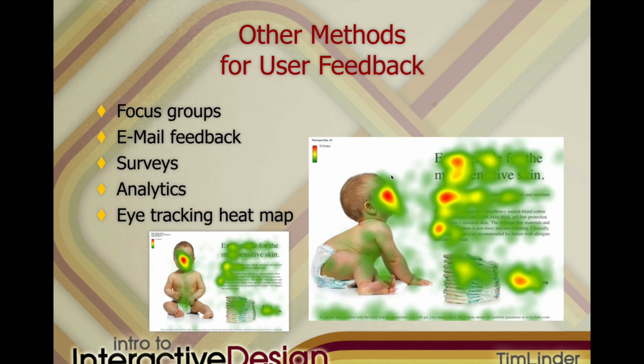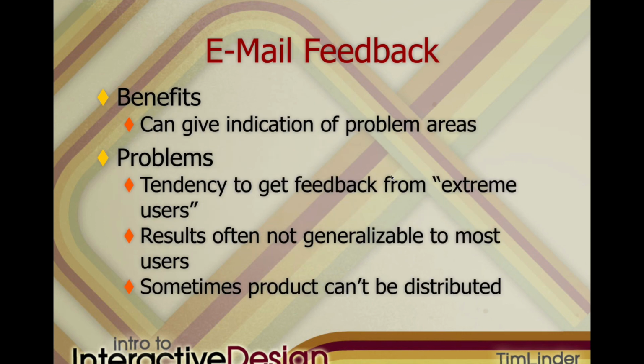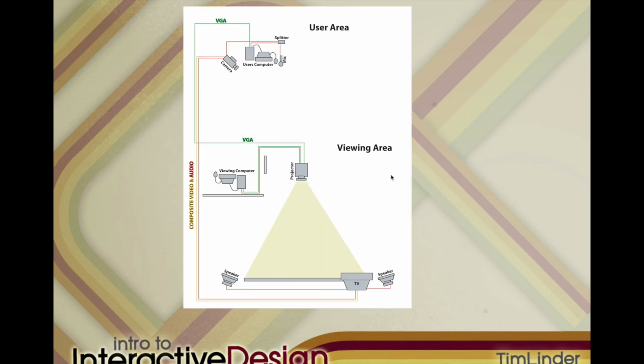There's other methods for feedback. There's heat tracking or eye tracking to see what gets more engagement. Like this is a very interesting image. When the baby is looking directly at you, users were less likely to look at the text than when the baby was looking at the text. You can do focus groups. I don't find these to be quite as useful as user testing, but they are an option. There are email feedback. This is really just kind of like support surveys.